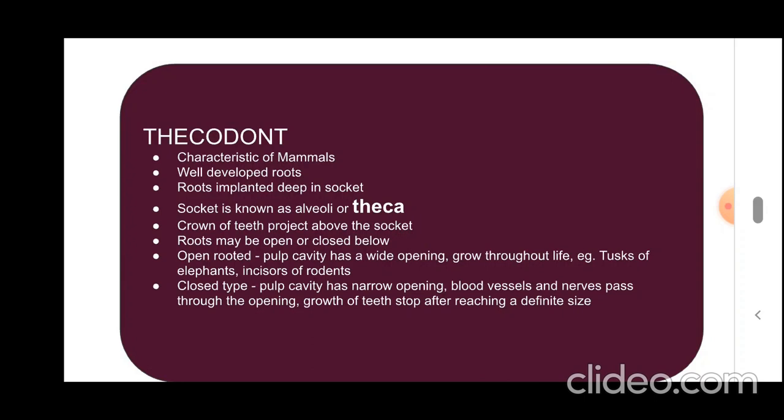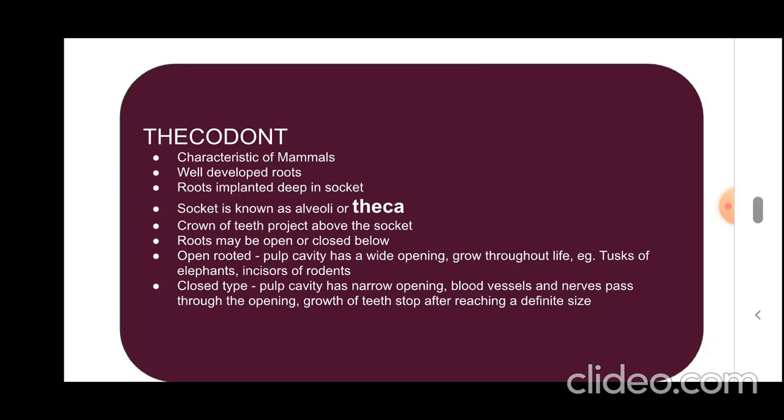Roots may be open or closed. So in the socket the roots are placed, and the crown of the teeth projects above the socket. What is open-rooted teeth? Here the pulp cavity has a wide opening, and the teeth grow throughout life. Example: tusks of elephants, incisors of rodents.